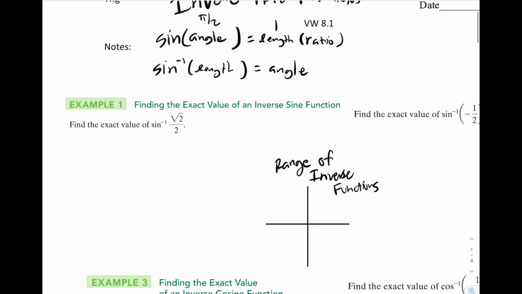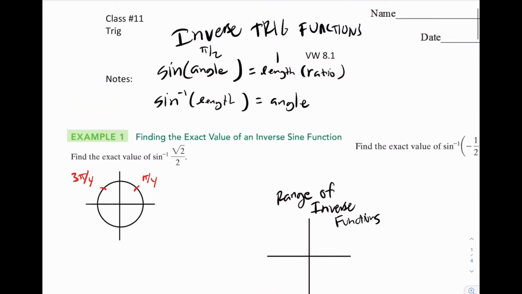So to do these, you're going to try to use a circle, but you're going to notice a problem arises. If I were to draw my xy axis, and let's say I put a circle right here, if I were to ask you where does sine hit root 2 over 2, you would get two answers. That happens here, pi over 4, and here, 3 pi over 4. The issue is we cannot have two answers because we're talking about functions here.